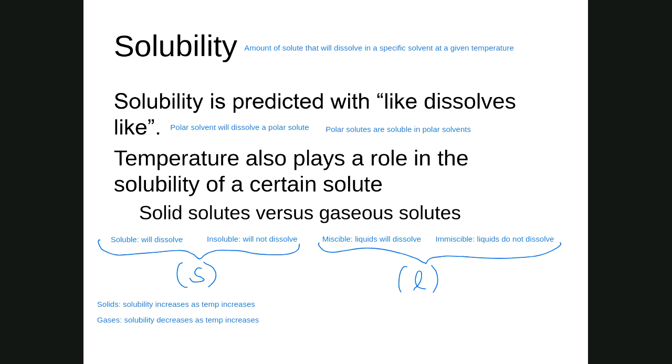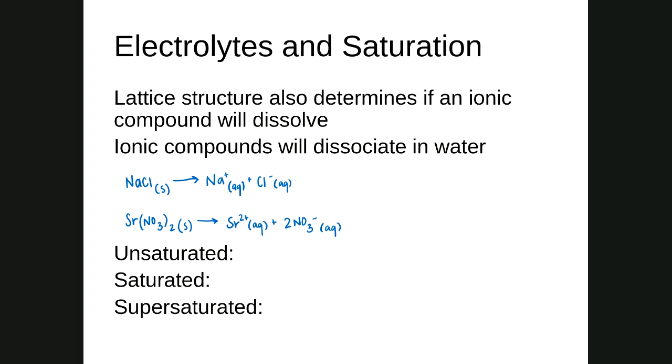So now that we understand a little bit about solubility, let's take a look at how much solid we might be able to put into any given substance, any given solvent, at a certain temperature. And we're going to do that by looking at the idea of saturation. But before we look at saturation, we need to talk about the idea that ionic compounds do something a little bit different than just dissolving.